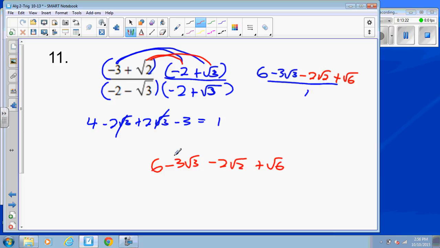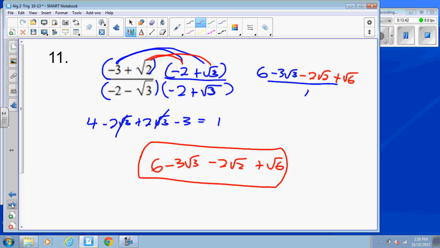Now, when I look at this, I ask what can I combine together? And I think of 2 and 3 make 6, but that doesn't work because there's 4 terms, and all of them have different square roots. Square root of 6 is not the same as the square root of 2 or square root of 3, so they're all different. So this is our final answer right here.